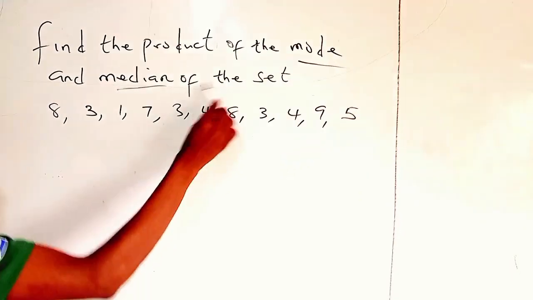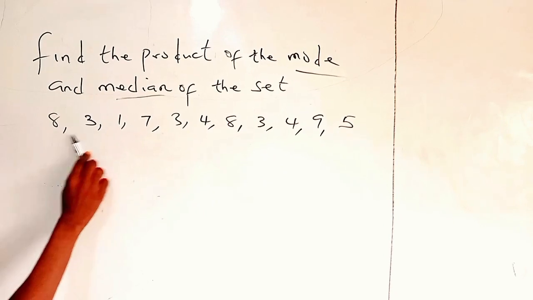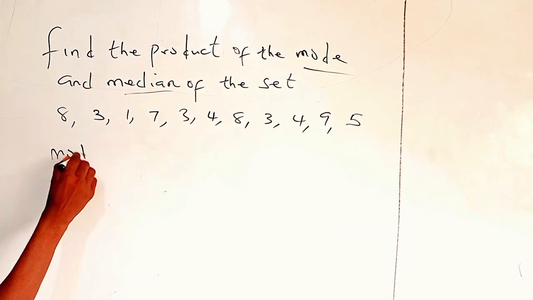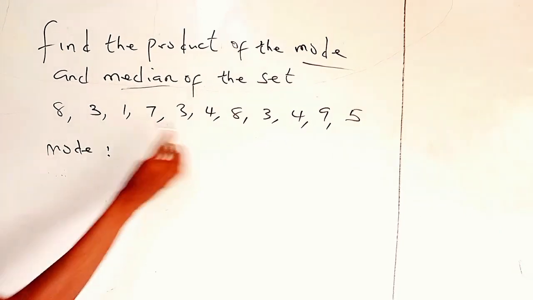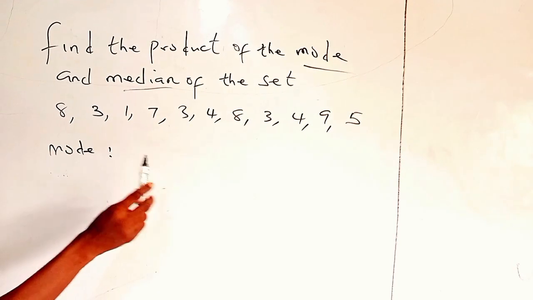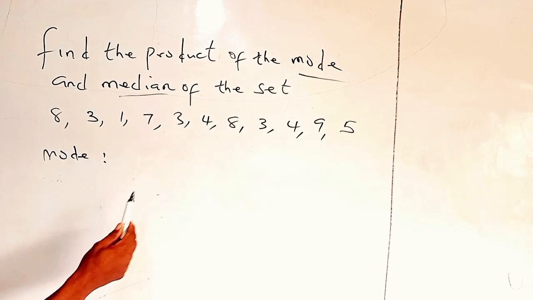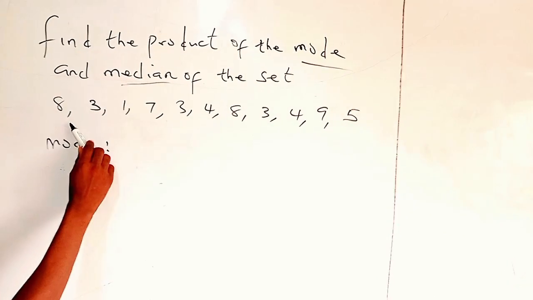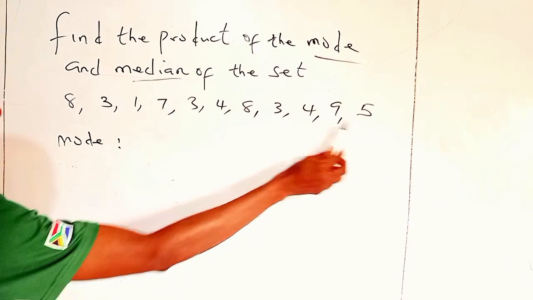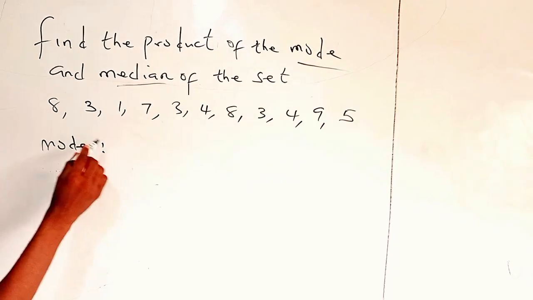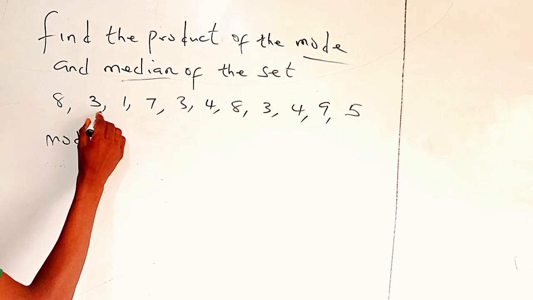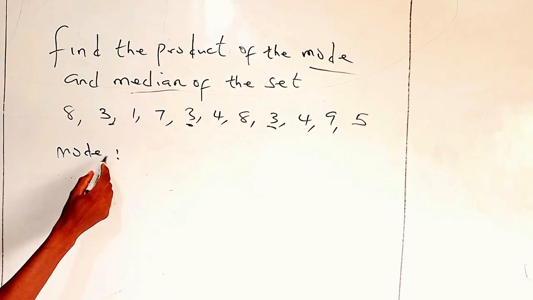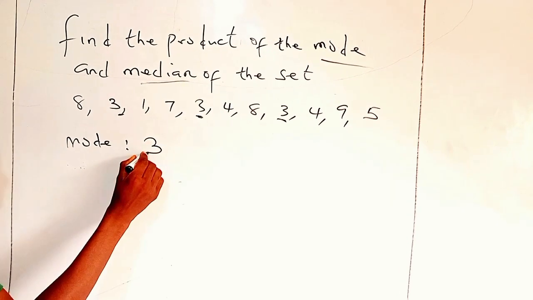So we have to find the product of the mode and median of this set of numbers: 8, 3, 1, 4 and so on. Now what is mode? Modes are the numbers in the set of numbers given to us here that appear most. When you look closely at this set of numbers, we observe that 3 appears most. So that means our mode is 3.